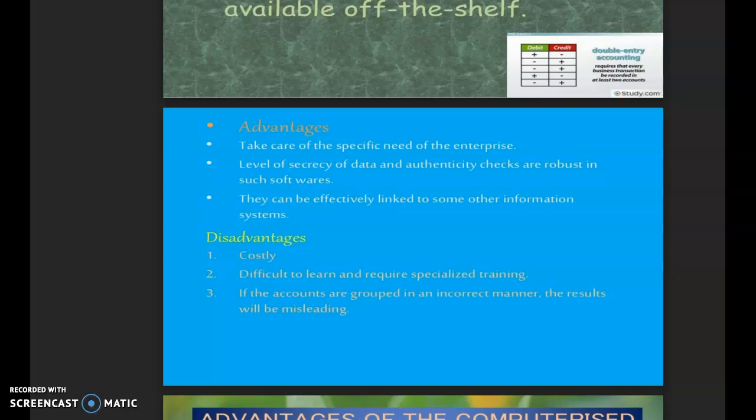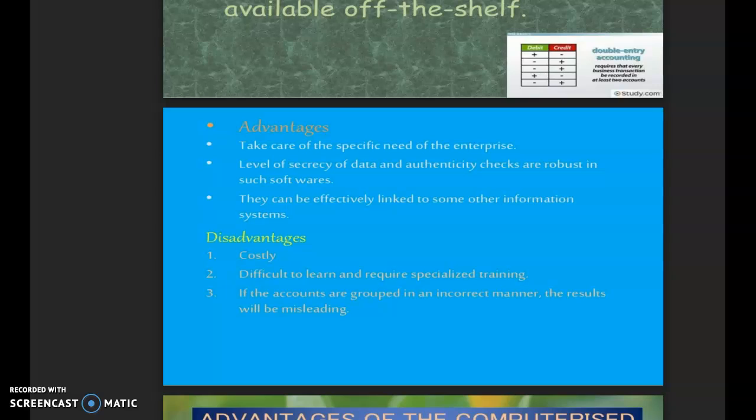These softwares take care of the specific needs of the enterprise. Every enterprise, every organization, has its specific needs. So these types of softwares take care of the specific enterprise requirements. Then the level of secrecy of data and authenticity checks are robust in the software. The secrecy of data can be maintained. Authenticity means genuineness. In these types of softwares, we can include checks and controls through which the secrecy of data can be maintained, and the originalness, the genuineness of the data is maintained.